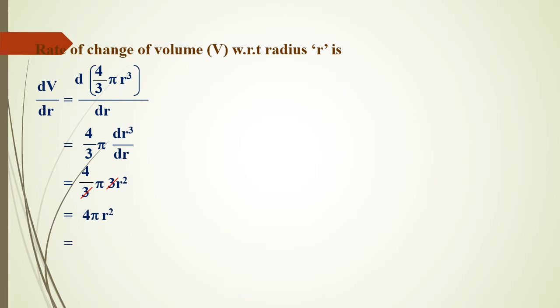Then r is given in the question, the radius is 10 centimeter, so substitute r equals 10 here and simplify. It is 4 pi into 10 square, which is 100. So 100 into 4 is how much? It is 400 pi centimeter square per second. This is the rate of change of volume with respect to radius.